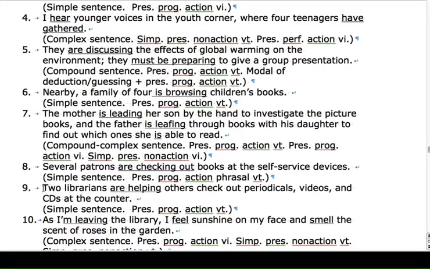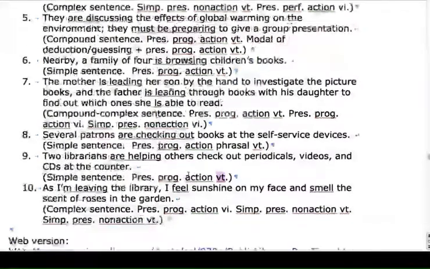Now what about 9? 2 librarians are helping others check out periodicals, videos, and CDs at the counter. This is a simple sentence. Librarians, that's the subject, are helping, that's the verb. Others, that's the object. It's a present progressive, action verb, and it's transitive, VT, subject, verb, object. What are they checking out? Oh, lots of things. Periodicals, videos, CDs, books. All right, what else? Number 10.